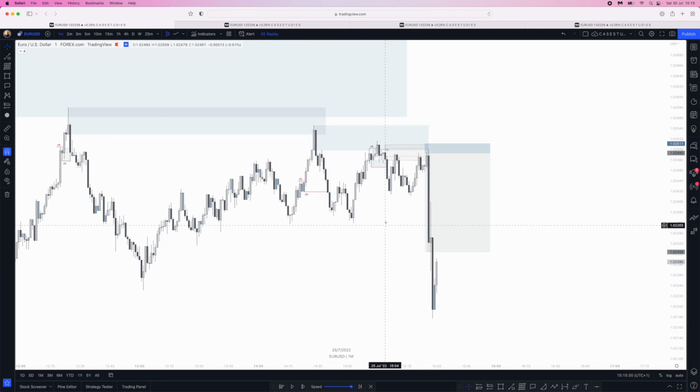So in this example, we get the entry model type 2. We get a change of character, we get an interaction to demand, we get a demand failure, we get a sweep of this candle right here, and then we enter on the reaction sweep, enter right there, and then price goes down. You'd be in this trade a couple of minutes if you target a 10R, and you'd be in and out in no time at all.